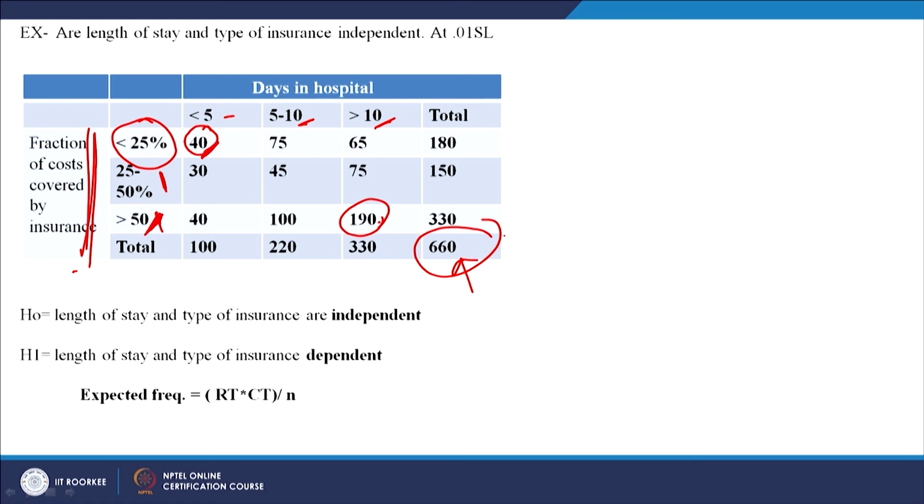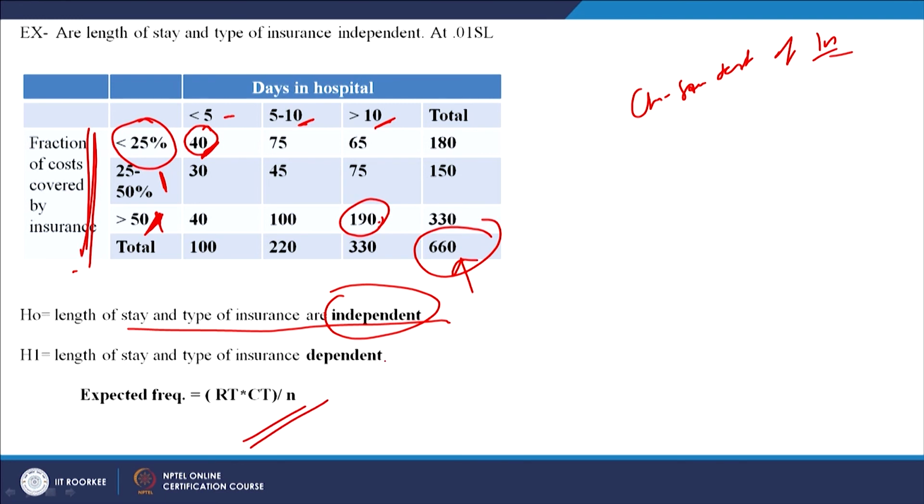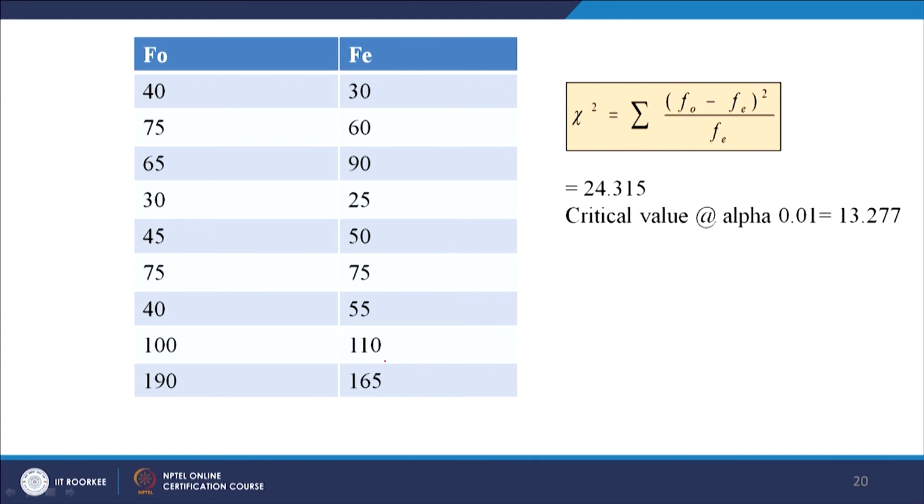So, null hypothesis is length of stay and type of insurance are independent. As we are saying, it is a chi-square test of independence, right. So, every time we have to use independence over here in null hypothesis statement. So, expected frequency is row total into column total divided by n. So, let us look at this. This is how you are supposed to use formula for calculating expected frequencies for calculating chi-square statistics.